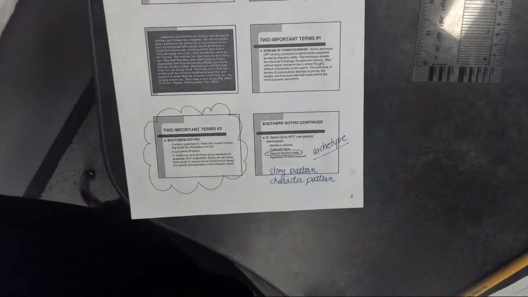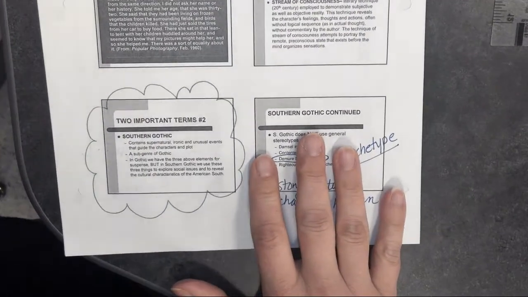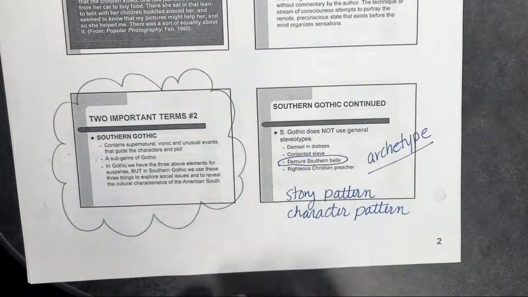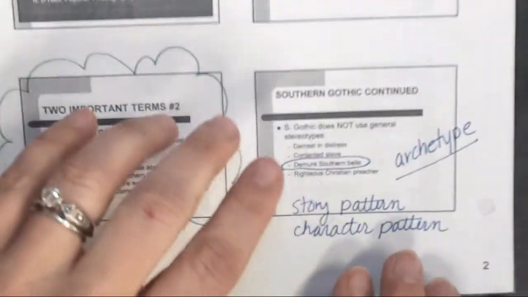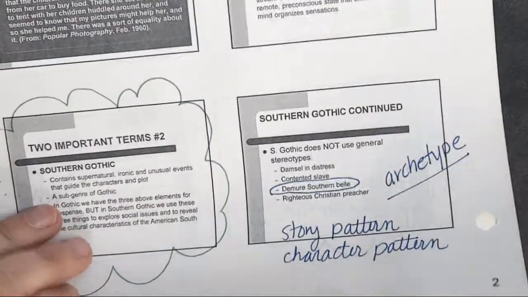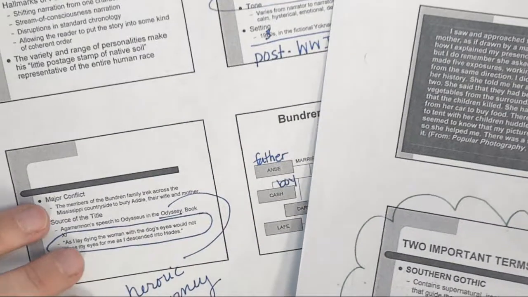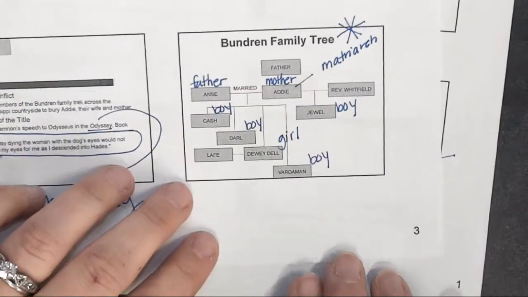All right, where did we leave off yesterday in talking about these notes? Did we get through talking about what the Southern Gothic genre is? I believe we did. Awesome. Okay, so let's look at the family tree a little bit.